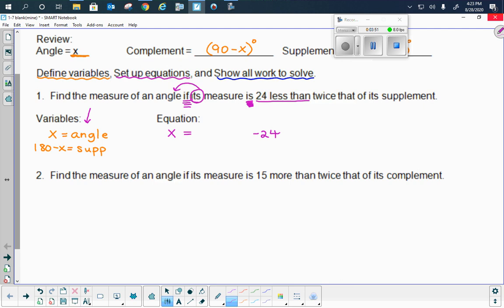Keep going. The new word now says twice. Well, twice means 2 times. So I need to write 2 times its supplement. And guess what? The supplement is defined over here again with the variables. So how do I write 2 times 180 minus x? I hope you know that's going to require you to put 2 in front of 180 minus x in parentheses. Okay. So reread that and see if you could set up that equation yourself if I was not talking.